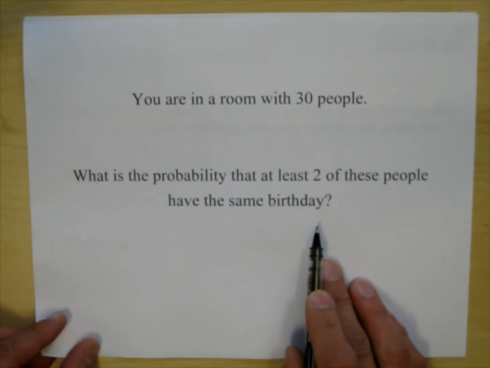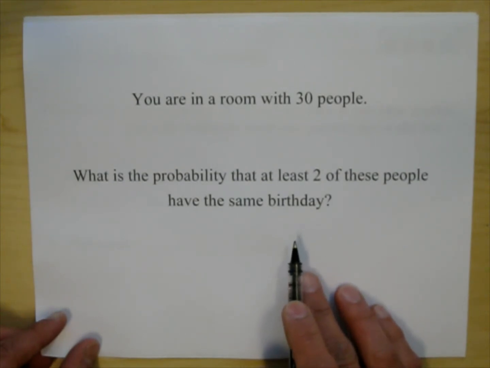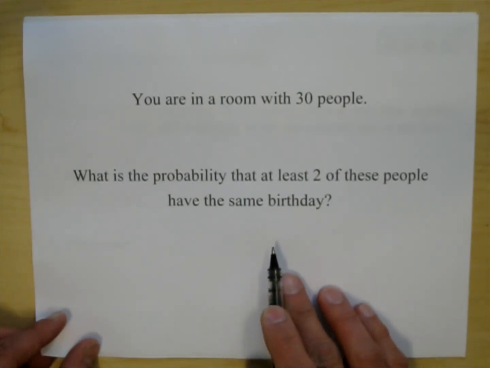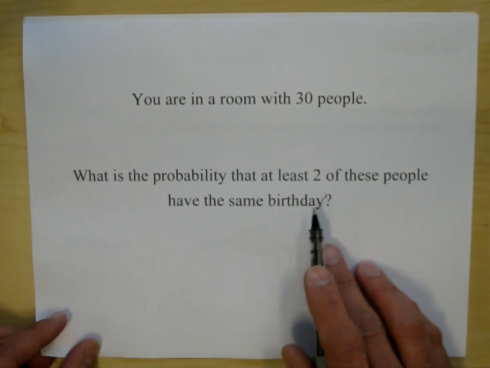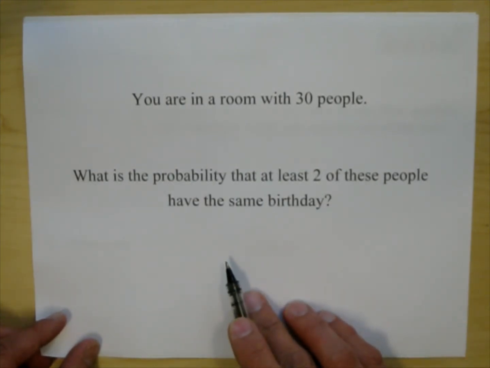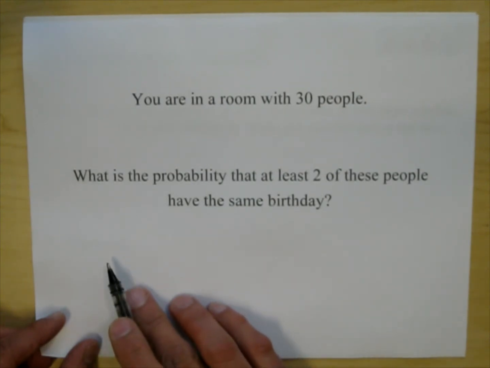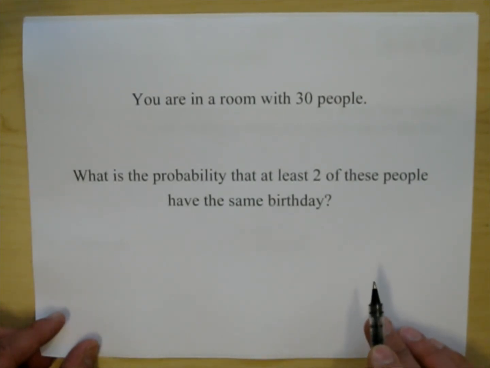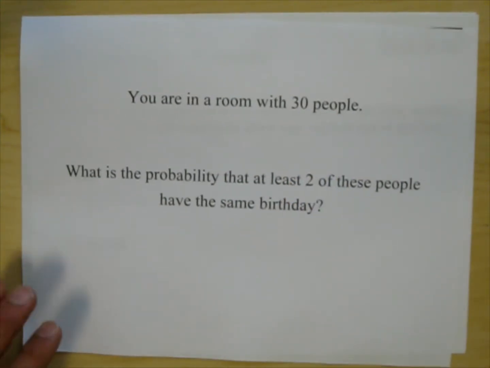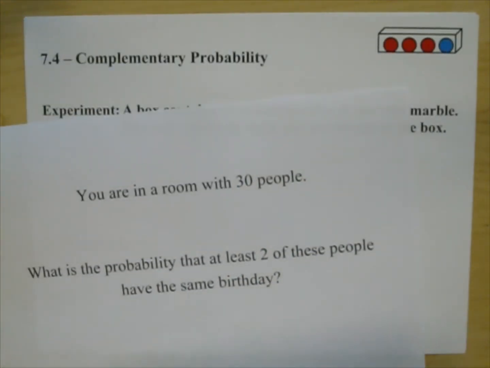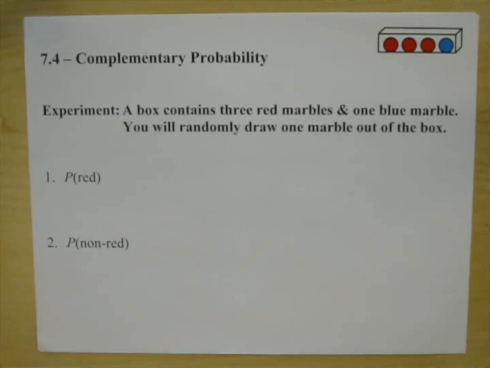Okay, so there's 365 days in the year, 366 if you count the leap year. How likely will it be that 2 of these people share the same birthday, like March 5th, and then another person has March 5th? Now there's only 30 people, so we'll get into these puzzles at the end. Let's go ahead and talk about complementary probability.